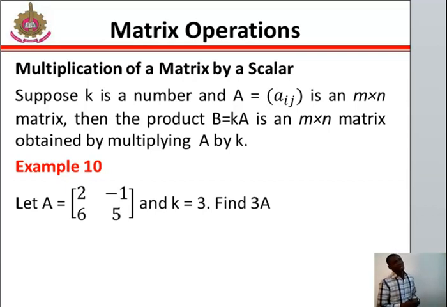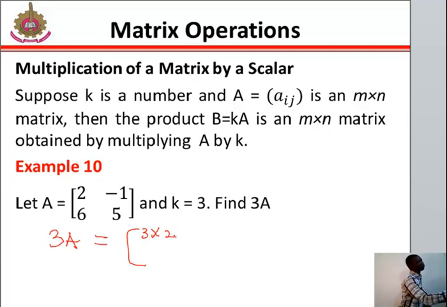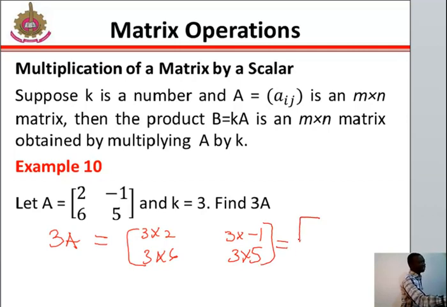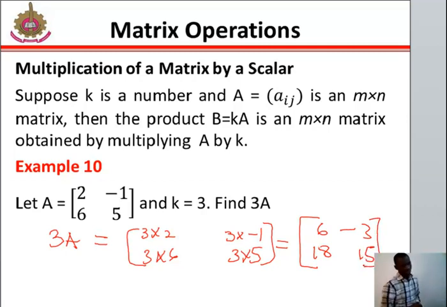quantity, which is 3, what you will do is multiply each element in the matrix by the scalar quantity, which is 3. Now your 3A will be equal to 3 multiplied by 2, 3 multiplied by -1, 3 multiplied by 6 and 3 multiplied by 5. So at the end of the day, you are going to obtain your new matrix, which is 3A, to be 6, minus 3, 18 and 15. So that is the multiplication we are talking about. It's as simple as that. That is how you can obtain the matrix by multiplying by a scalar quantity.